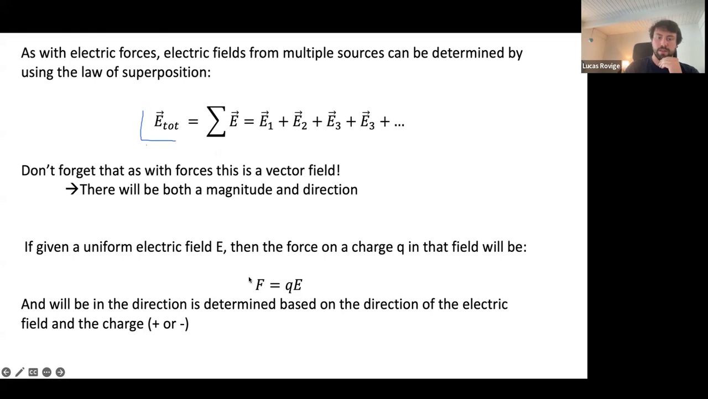And as said earlier, given a specific electric field, the force that a charge will feel in that field is its charge multiplied by the electric field. You see that the direction is determined both by the electric field, if it is positive or negative, but also by the charge, if the charge is positive or negative. Depending on both the sign of the charge and the electric field, you will get a specific direction for the force.